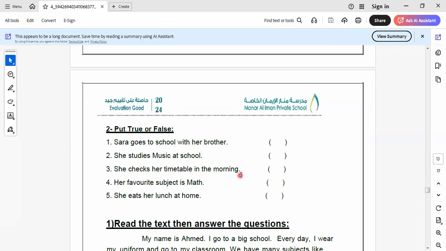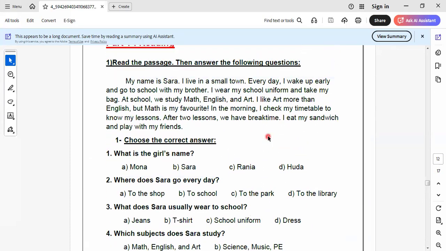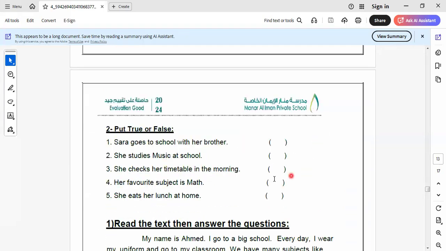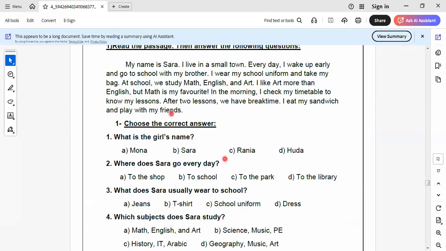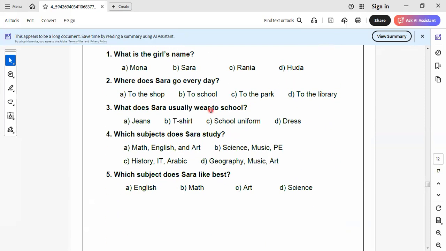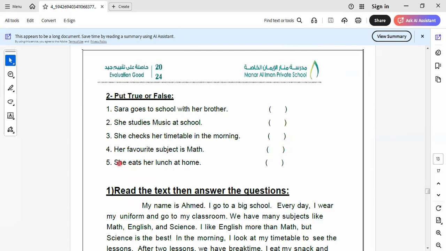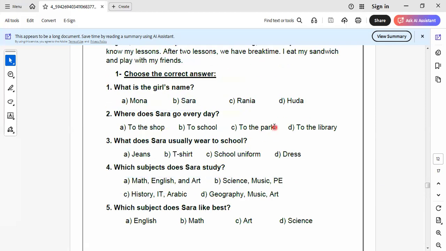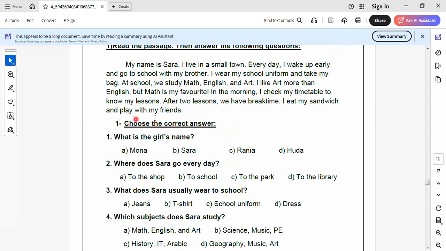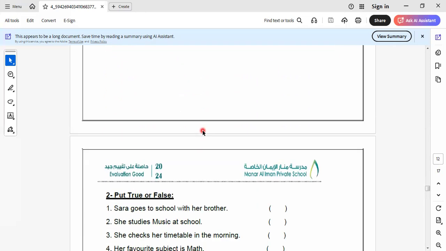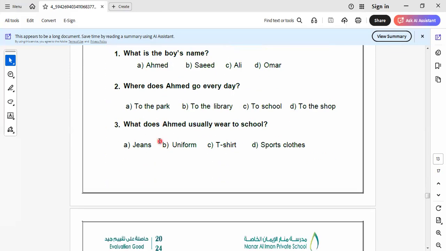She checks her timetable in the morning. Yes, checks timetable in the morning, so I will write this. Her favorite subject is mathematics. As we know here from the text, math is her favorite. So I select this one. She eats her lunch at home. I think it's correct.